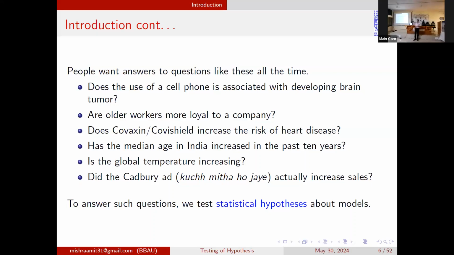So these are the questions, and there are many questions like these which we want to assess with the help of the scientific method. Okay, all these come under the testing of statistical hypothesis.